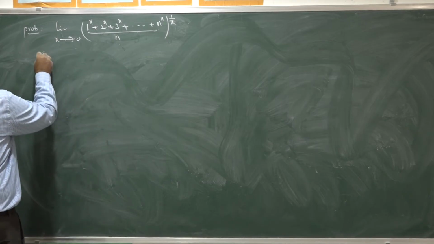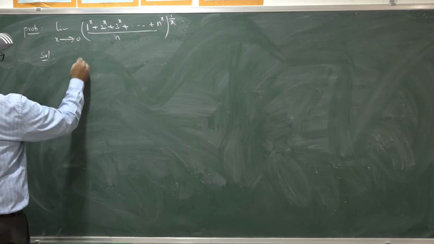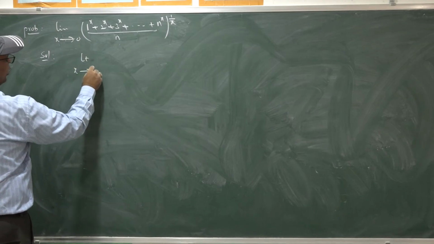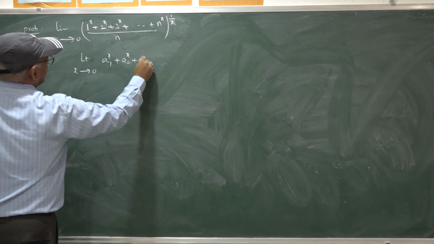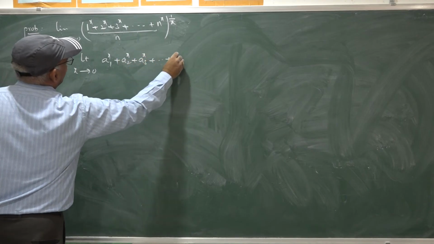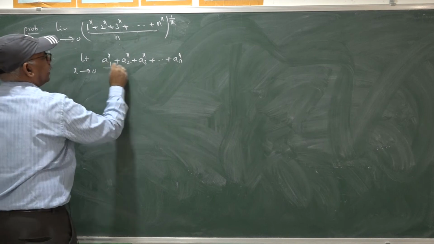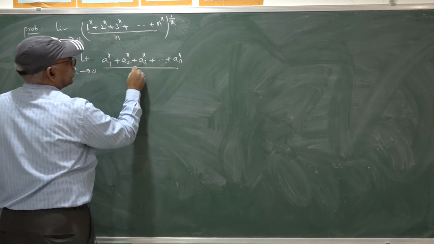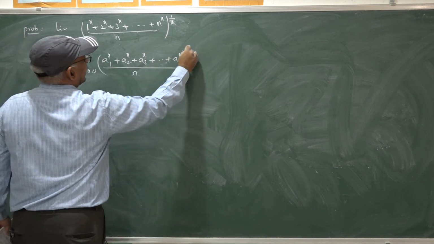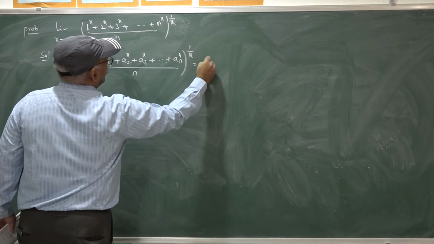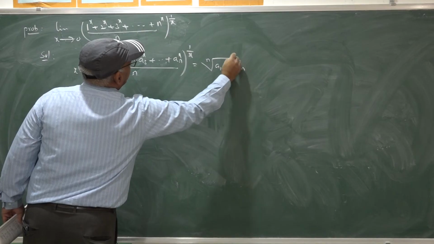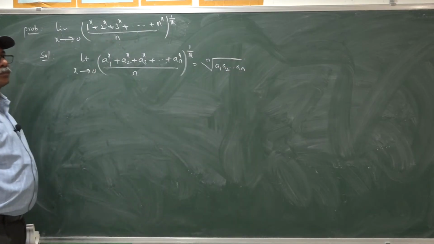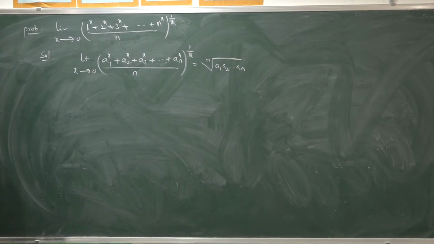By the known formula, straight away formula, we know that limit as x goes to 0 of (a1 power x plus a2 power x plus a3 power x and so on, an power x) by n, because here we have n terms, whole power 1 by x, is clearly the nth root of a1, a2, a3 and so on an. This is our formula where a1, a2, a3 are reals and non-zero.